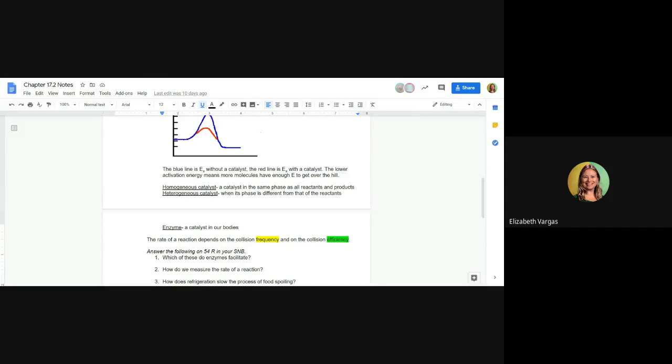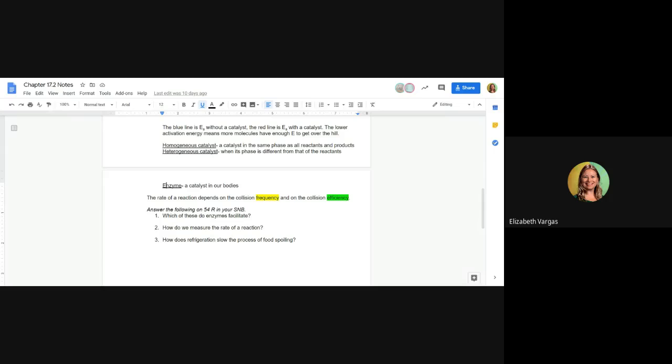Okay, enzyme, we already said that. The rate of the reaction depends on the frequency of collisions. So how often are they colliding? More collisions means faster rate. And the efficiency means that they have enough energy to get over this hill. And also they have to bump into each other with the right orientation to be efficient. Okay, that means when they do collide, it's actually going to react. So they have to have enough energy and the right orientation.